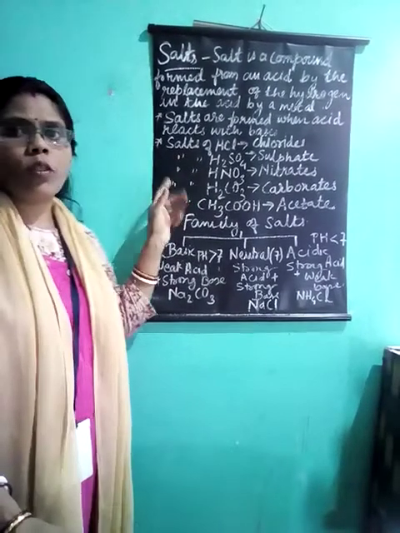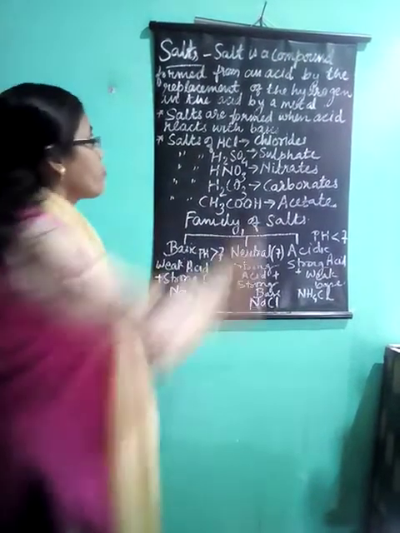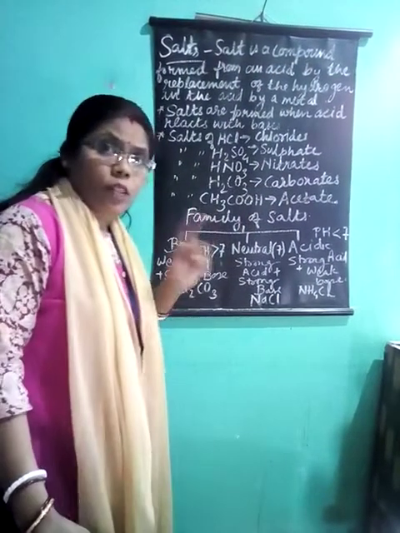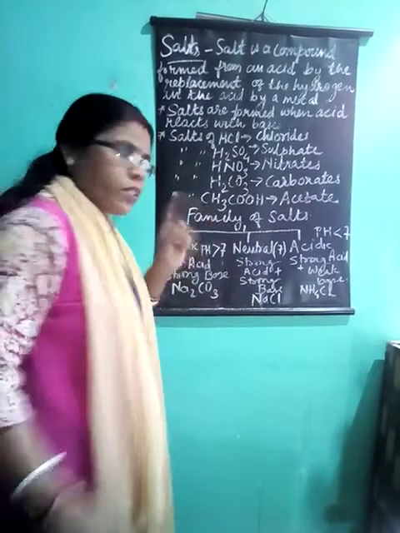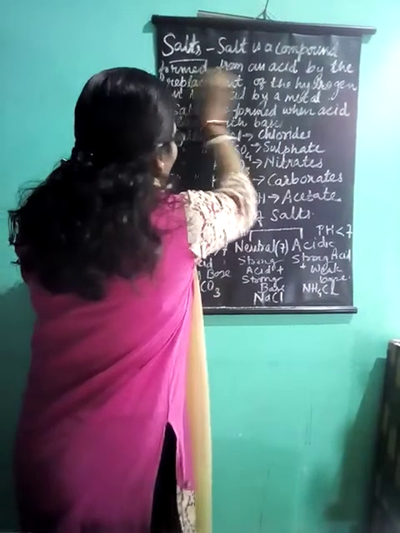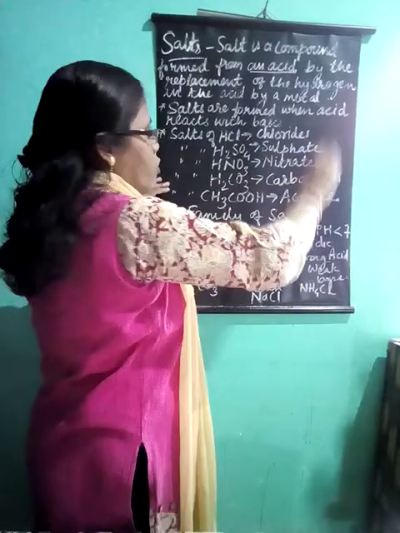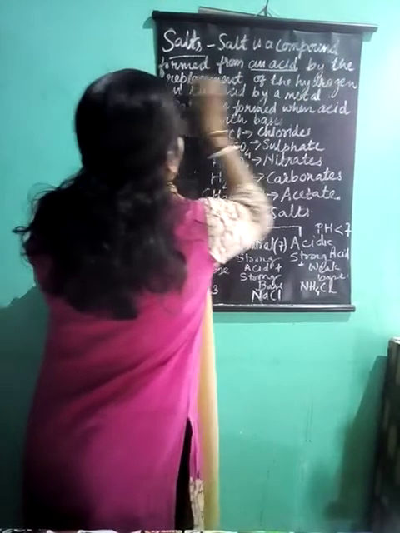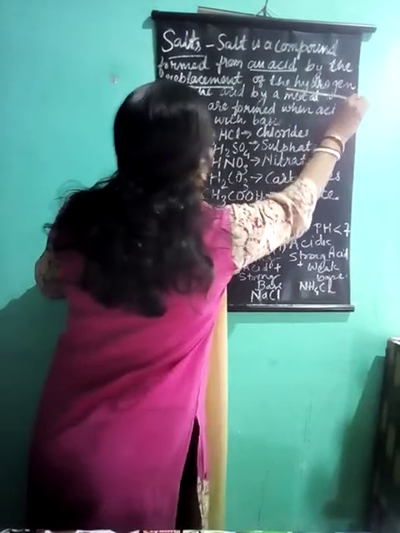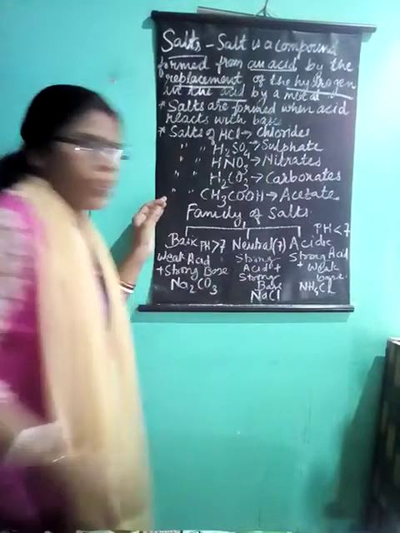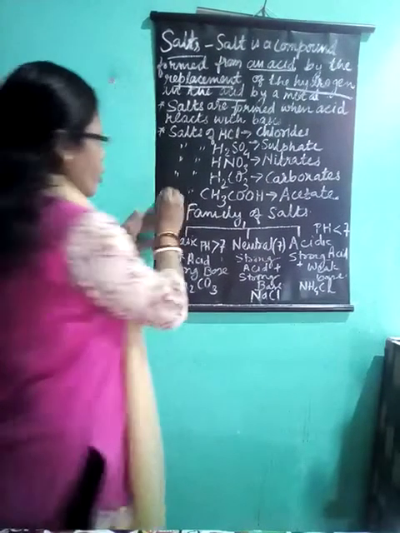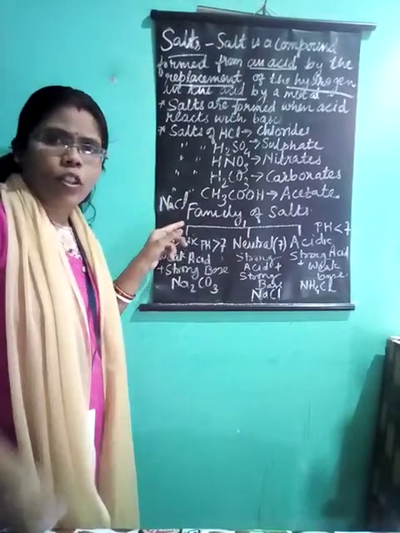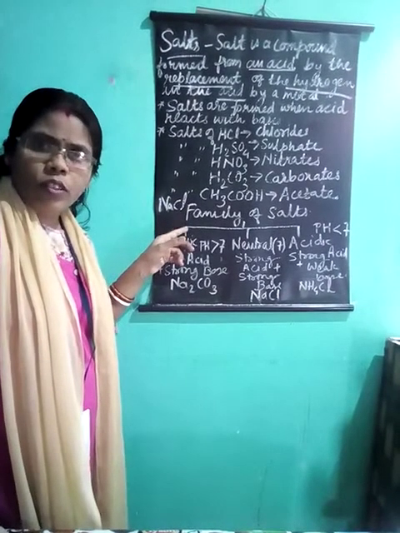Now today we will start about salts. What are salts? Salt is a compound, not an element. It is a compound formed from an acid by the replacement of hydrogen in the acid. For example, in HCl, H is replaced and Na is brought. So here NaCl is your compound, which is a salt.